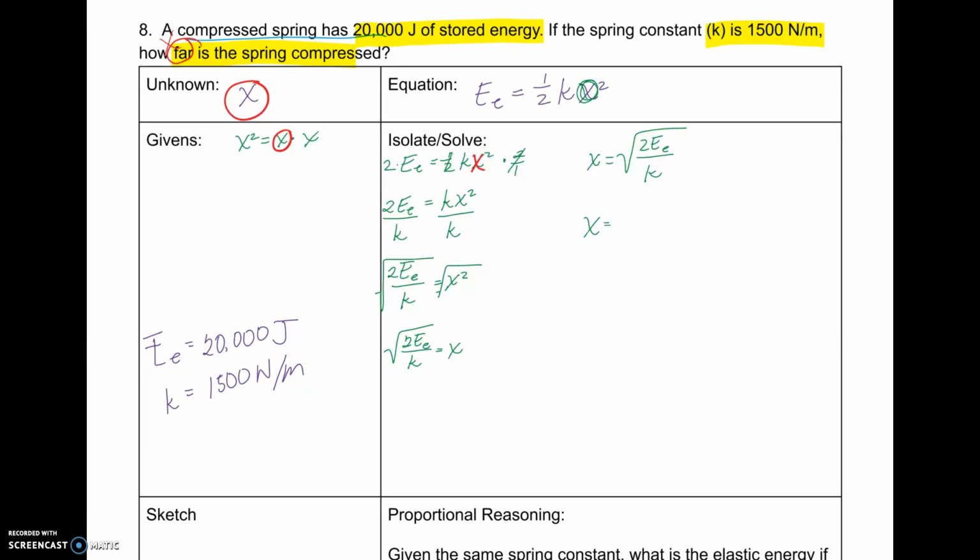And we're going to replace the numbers with the things that were given here. So we have the square root of 2 times 20,000 joules over k, which is 1500 newtons per meter. And we're going to find the value of 2 times 20,000, which should just be 40,000. We're going to divide it by 1500, and that gives us about 26.66. And then the 6 is just repeating. And what we want to do then is find the square root of that number.